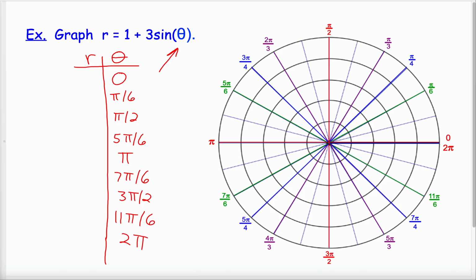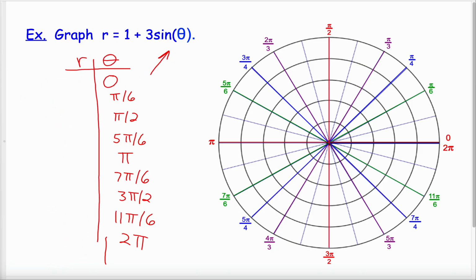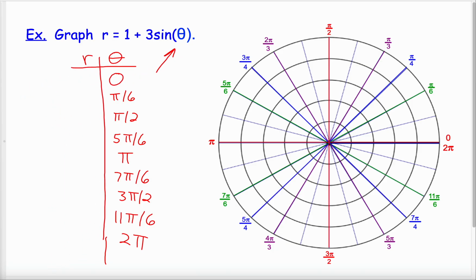All right, so I'm going to take each of these angles. I'm going to go ahead and plug them into the equation here for theta and evaluate for r. So, like I said, I'll do this a little more quickly.